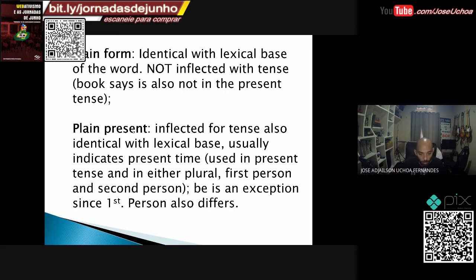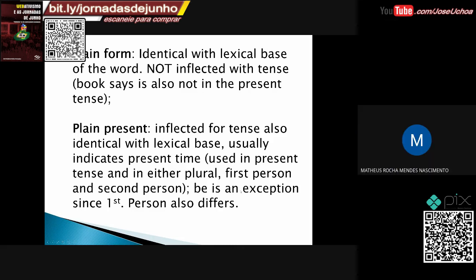Play, plays. I play the piano. He plays the piano. Plain form. I don't like to play rock music. Esse play de I don't like to play, esse é plain form.